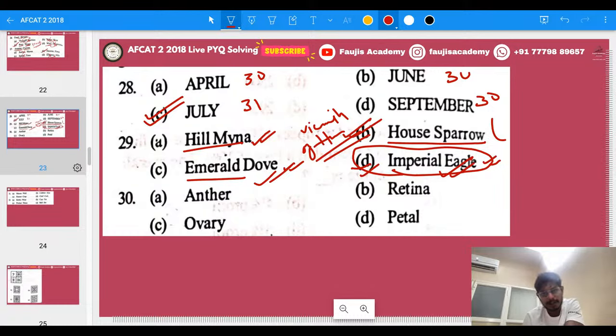Right? Yes, even D could be the correct one. It's not completely wrong. It could be correct. Okay. Anther, ovary, and petal.